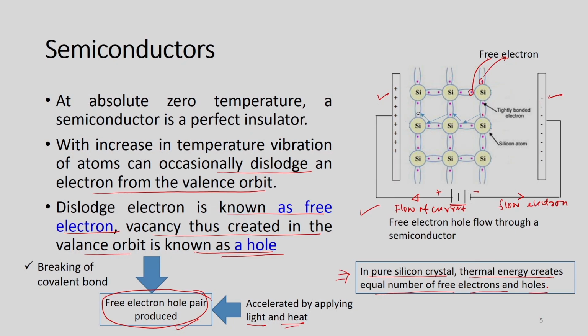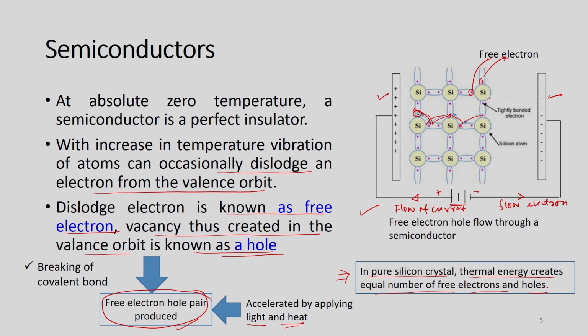So, this free electron will travel something like this: it will move here, then here, and then here. But this hole, which is near the positively charged plate, will try to move in the other way, because the electron will move this way and the hole will move that way.